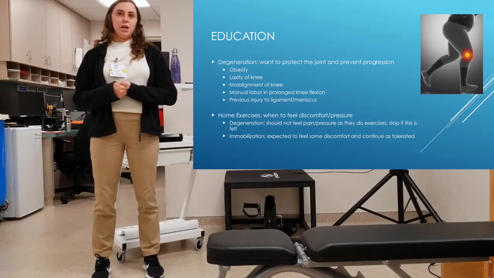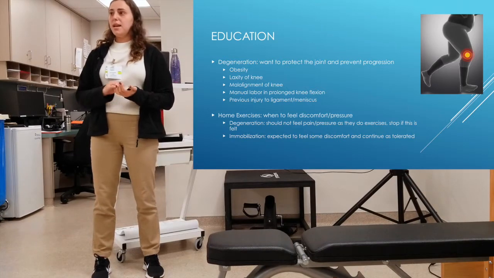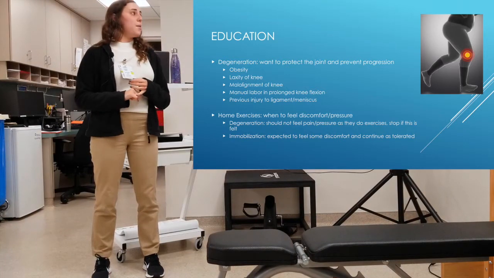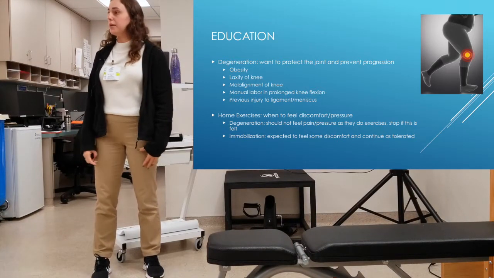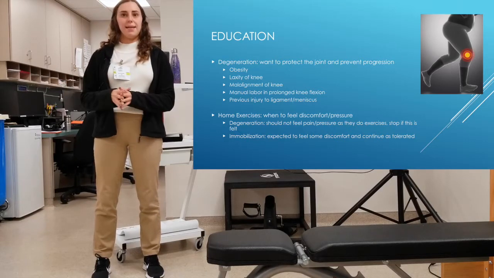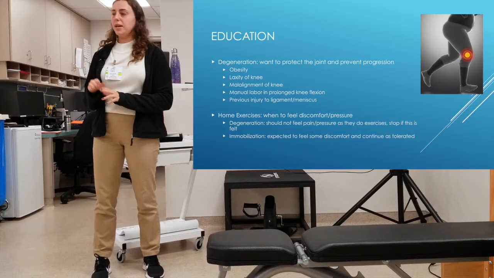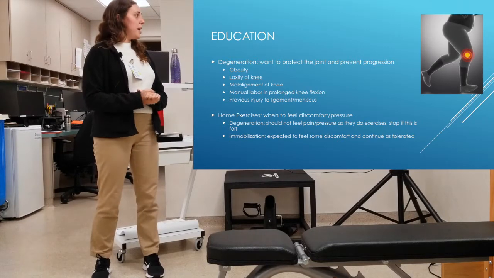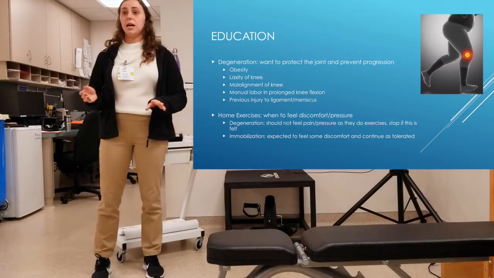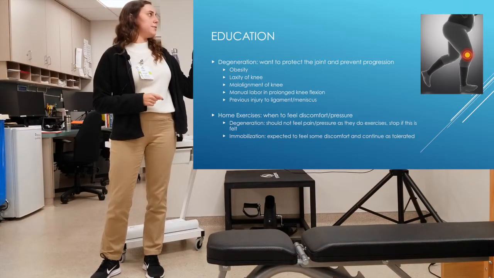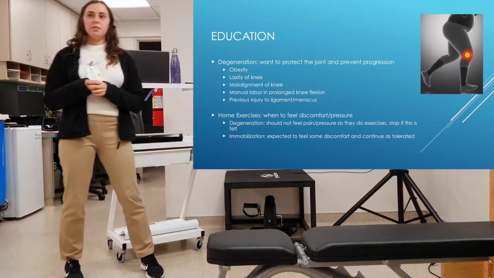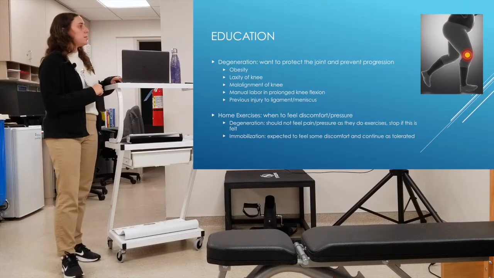And then when you're giving home exercises for these patients, if they are immobilized, we're okay with a little bit of pain if they're doing their exercises, because we're trying to get that range back for them. But if it's a patient that has degeneration, we don't want that pain or pressure. That's a sign for them to stop with those exercises. So just little differences between the two different tibiofemoral hypomobility patients.